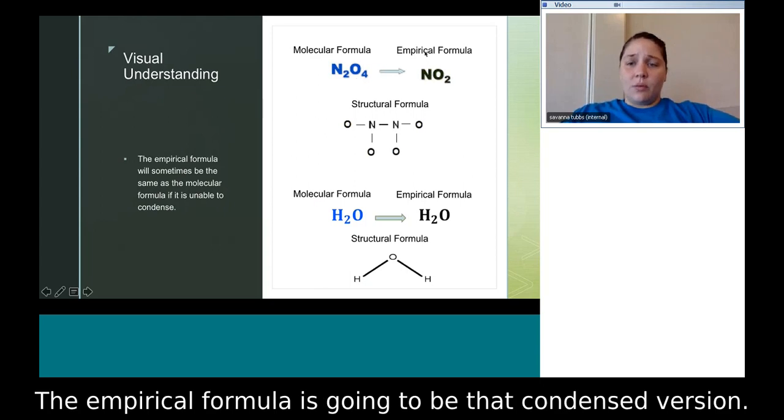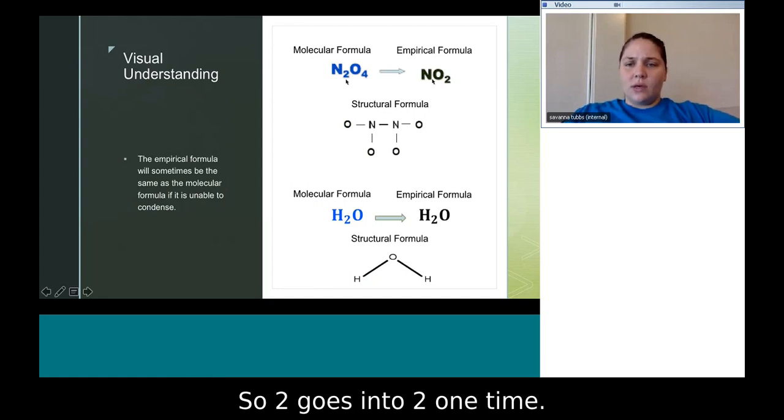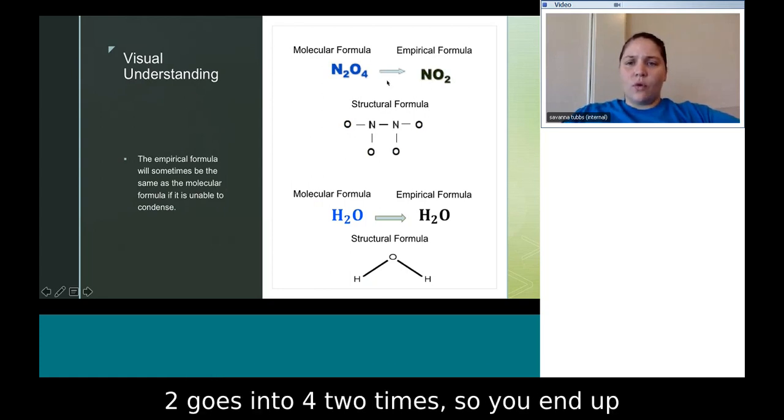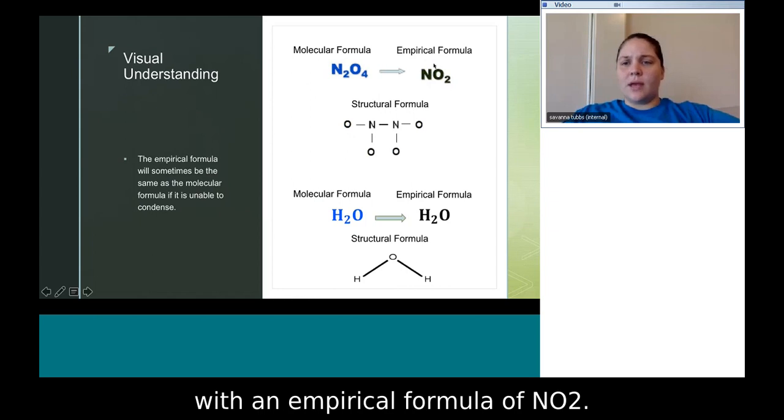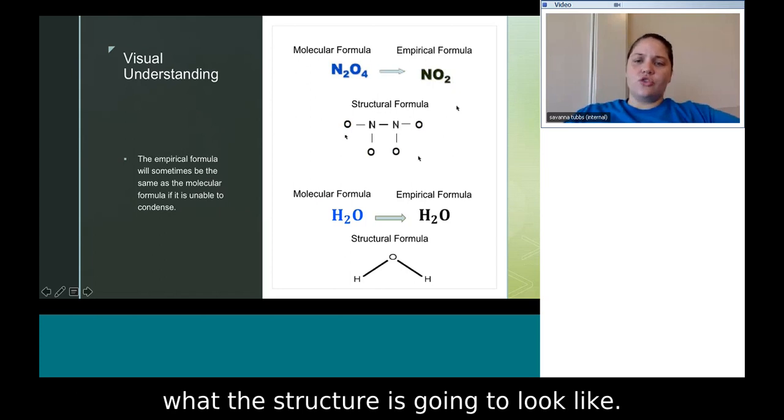The empirical formula is going to be that condensed version. So because we have 2 and we have 4, both can be factored by 2. So 2 goes into 2 one time, 2 goes into 4 2 times, so you end up with an empirical formula of NO2. And then the structural formula just kind of shows you what the structure is going to look like.